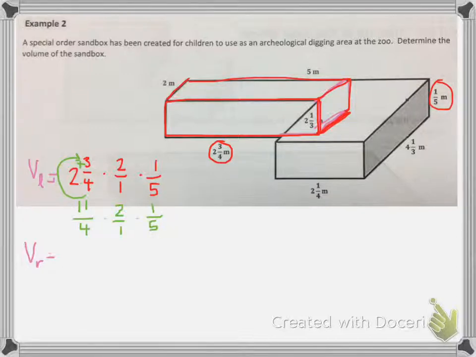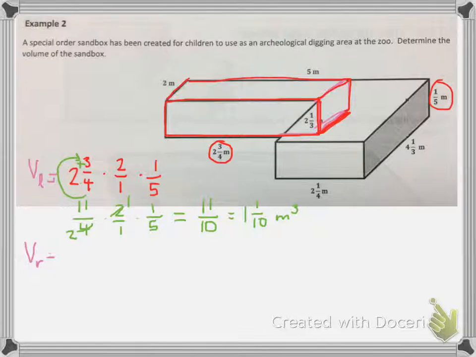And then I'm going to simplify if I can, and it looks like 2 can go into 2 one time, and 2 goes into 4 2 times. And that's about it. So the volume of the left side is going to be 11 times 1 times 1, that's 11. And 2 times 1 is 2, times 5 is 10, 11 tenths, which is 1 and 1/10 cubic meters. There's the left side.